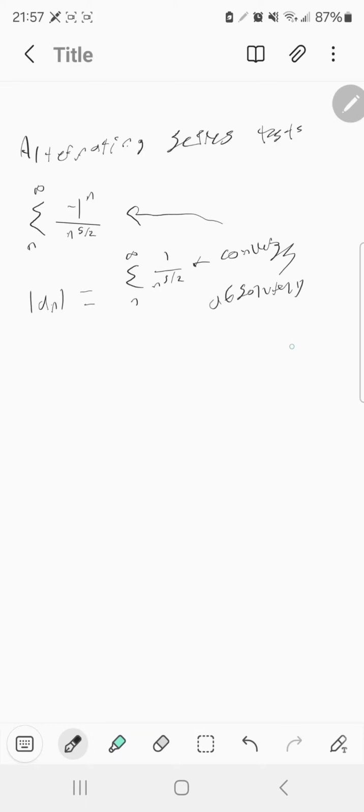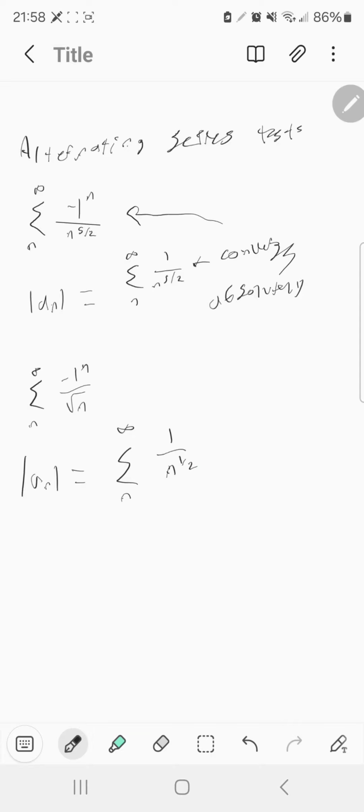Now, in the case that it doesn't converge absolutely, it can converge conditionally. For example, the series (-1)^n over root n. For this series, when we evaluate it, the absolute value of a_n is going to equal 1 over n^(1/2). Because of the p-series, this is going to diverge, since p is less than 1, the series diverges.